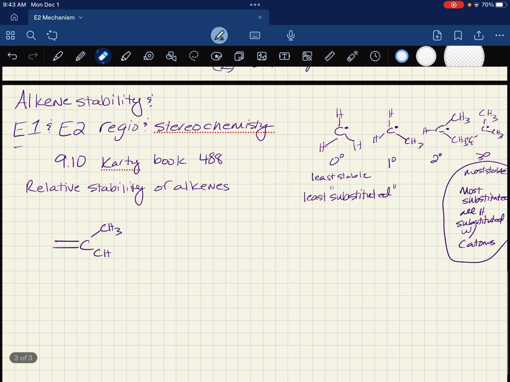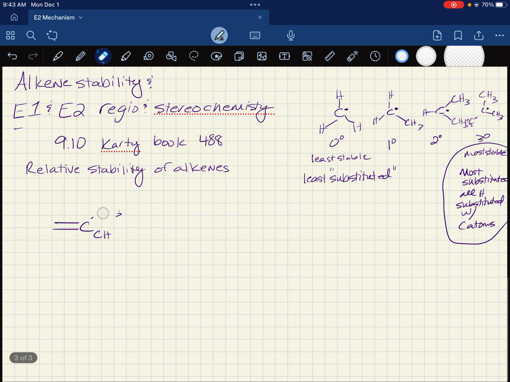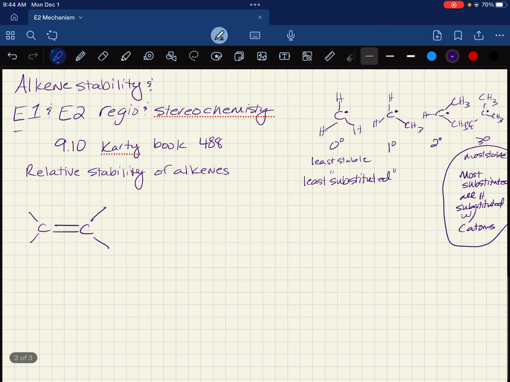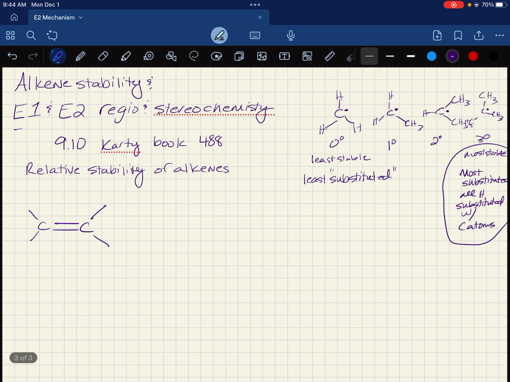Let me just draw the bond line structures instead. I think that'll be easier. Or mostly bond line, I suppose. So here, if these are all 3 methyl groups or some sort of R group, then this is going to be called tetrasubstituted. And this is going to be the most stable. The next most stable would be trisubstituted.